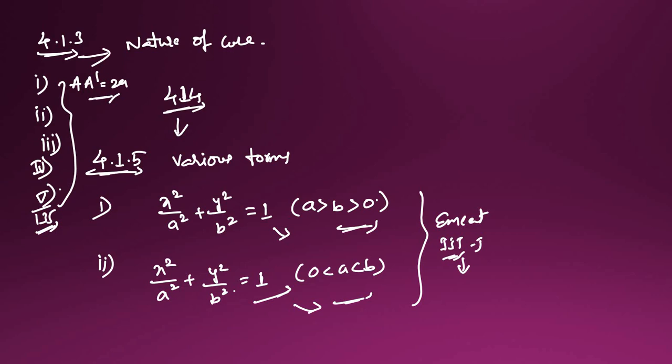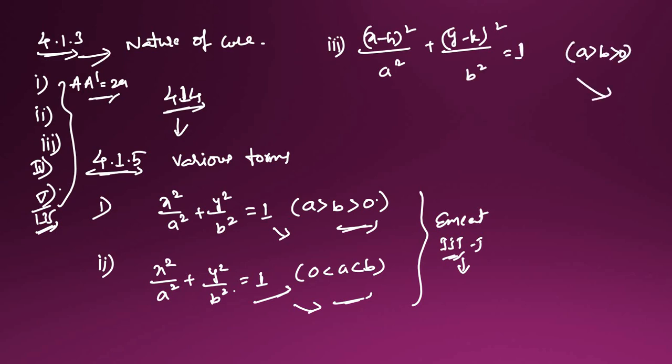Okay, and the third one is also there. x minus h whole square divided by a square plus y minus k whole square divided by b square is equal to 1. The condition given here is a greater than b greater than 0. That figure is also given in the textbook on page number 136. So you go through there and check once.